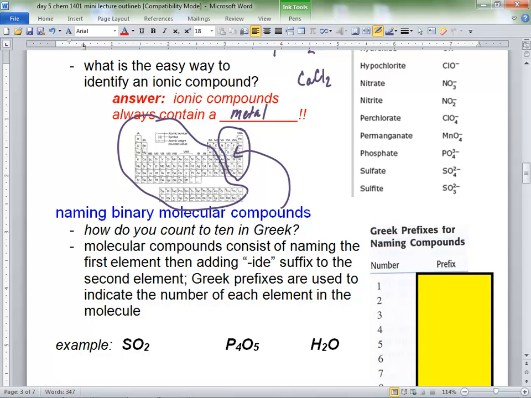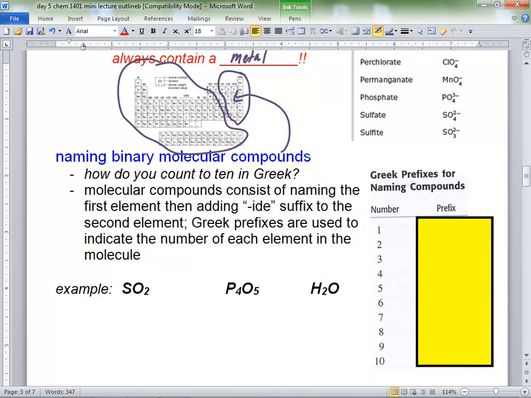Look at these down here in the example. You've got sulfur and oxygen, phosphorus and oxygen. There's no metals here to be seen at all. They're all nonmetals. So you name the first element, and then you name the second element, but add IDE to it. And you're not quite there yet. You have to use Greek prefixes to tell the number of elements that are there. So before we can even do that, we got to count to 10 in Greek to know these prefixes.